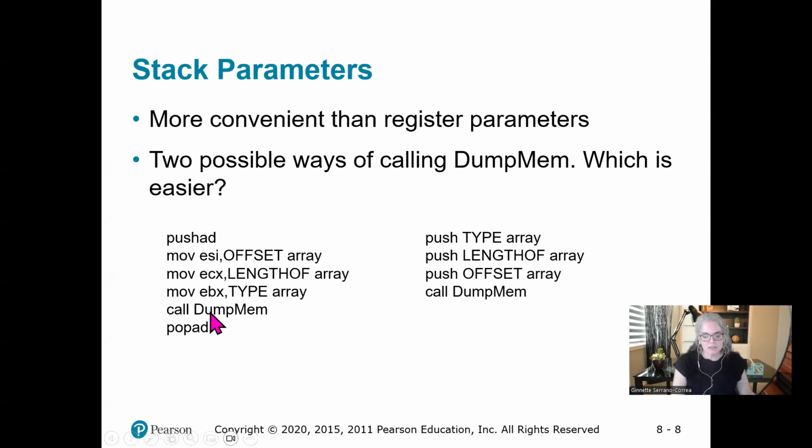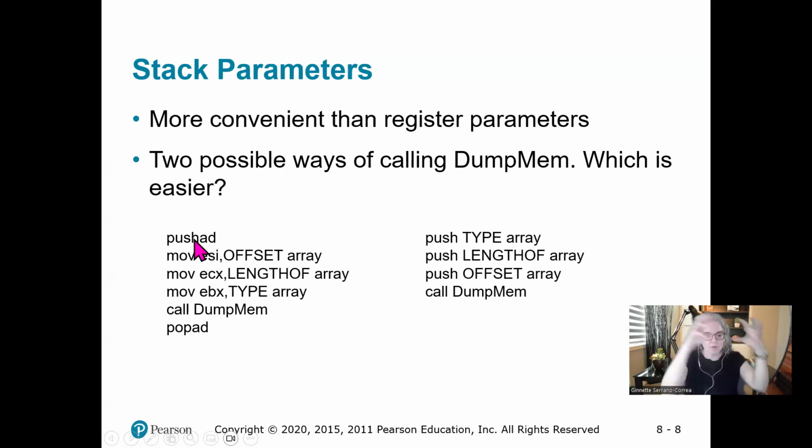And basically, dump memory just dumps the memory of anything you want to dump, okay? So like an array. So let's say that the array has 10 elements, then the length of the array, which you would put in ECX, would be 10. And the type, well, that depends on how you define your array. Is it a byte array, a double word, a word? So ESI, ECX, and EBX are used by dump mem. And to be able to call dump mem, you always want to push AD.